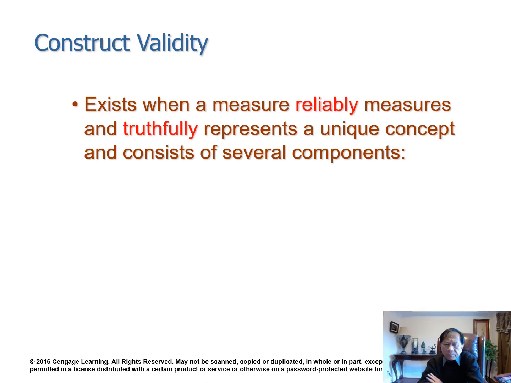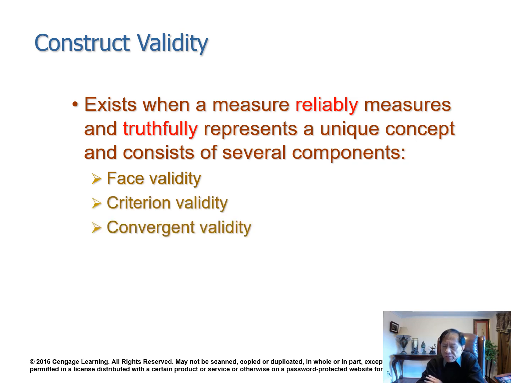Construct validity. What is construct validity? A construct validity exists when a measure reliably measures and truthfully represents a unique concept and consists of several components. There's face validity. There's one that appears to be in agreement with other theories or tools. Criterion validity, convergent validity, discriminant validity, and fit validity. Make sure you understand all these terminologies, know the differences between the different types of validity.